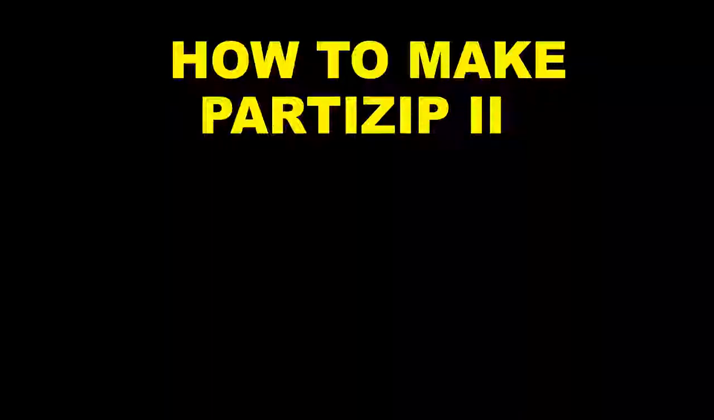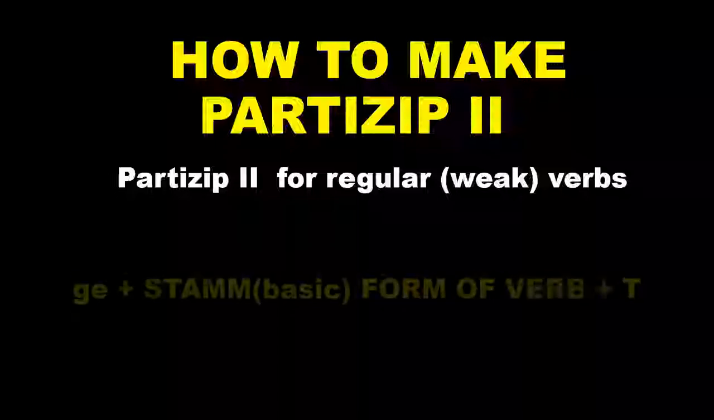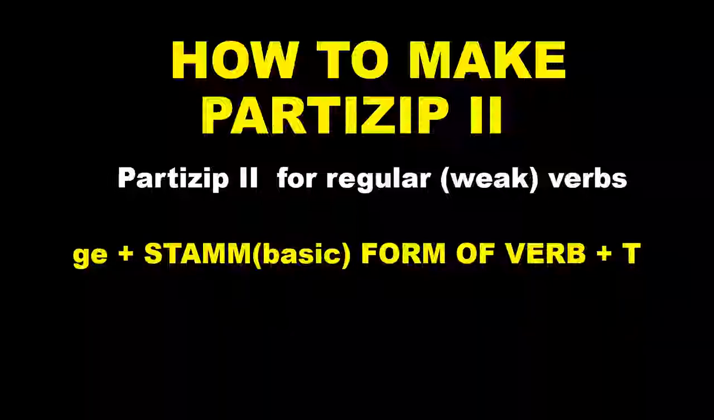How to make Partizip II? Now, simplest way. First of all, we are going to understand how to make Partizip II for regular verbs, which are also called weak verbs. Now, this is the basic rule: we take ge plus Stamm. Stamm means the basic form of the verb, plus t at the end of the verb.